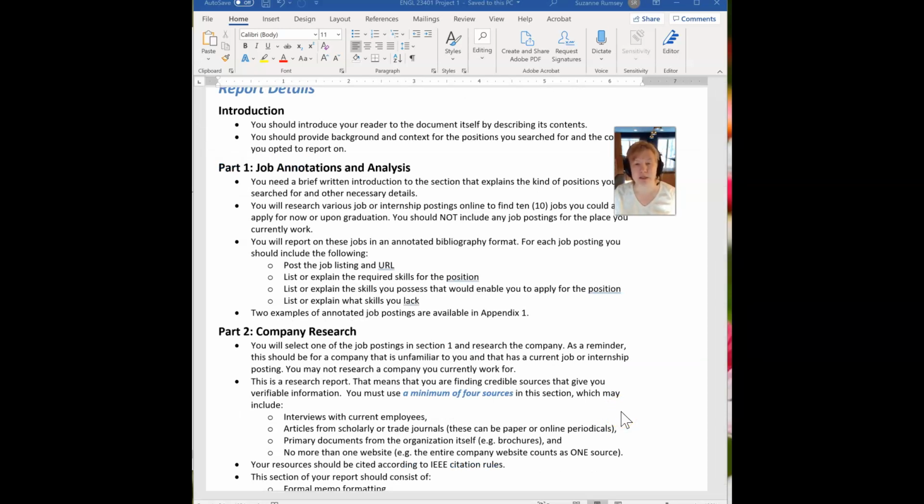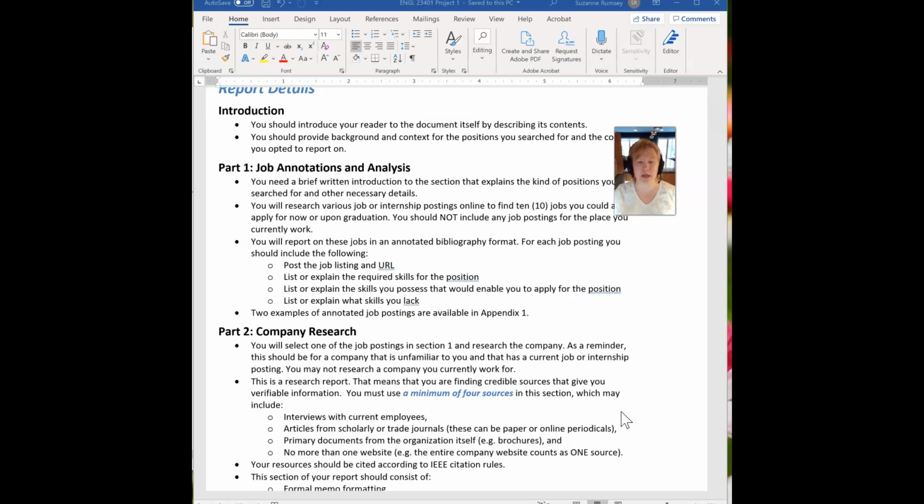An annotation is essentially like note-taking, but it's note-taking with a purpose. So there's going to be a brief written introduction to the section that explains the kind of positions you search for. Then you're going to research various jobs. You are not allowed to use a job you are currently employed in. I understand some of you have great jobs already lined up, but I don't care. I want you to actually do the exercise, because you have to have something to write about and to practice the genre and practice the writing. Plus, maybe you'll find a better job. You don't even know.